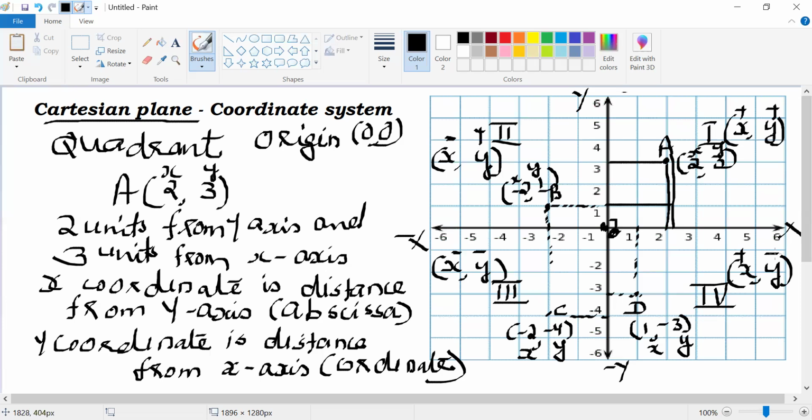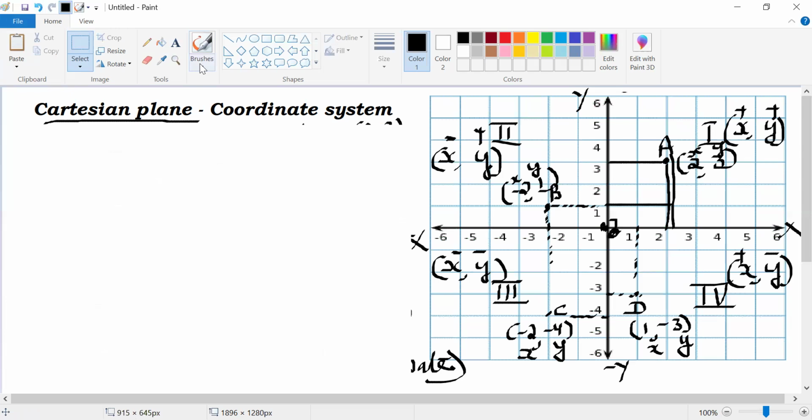This we must know. In the first quadrant, both x and y are positive. In the second quadrant, x is negative, y is positive. In the third quadrant, both x and y are negative. And in the fourth quadrant, x is positive and y is negative. So if any point's coordinates are given, we can easily tell which quadrant it lies in.